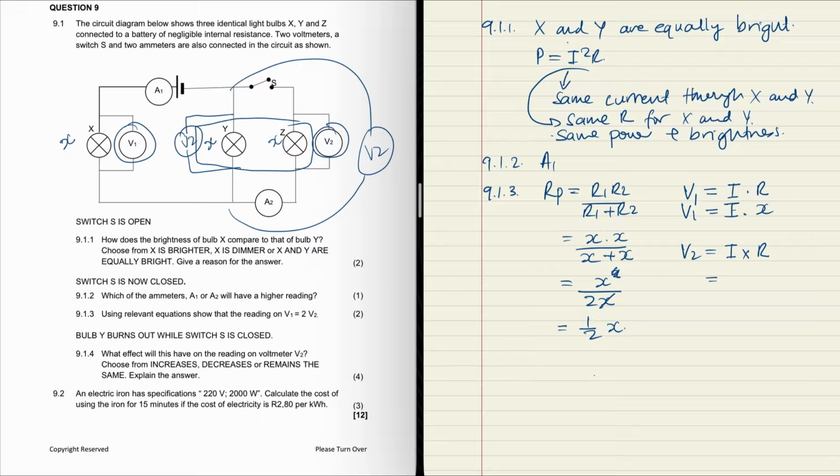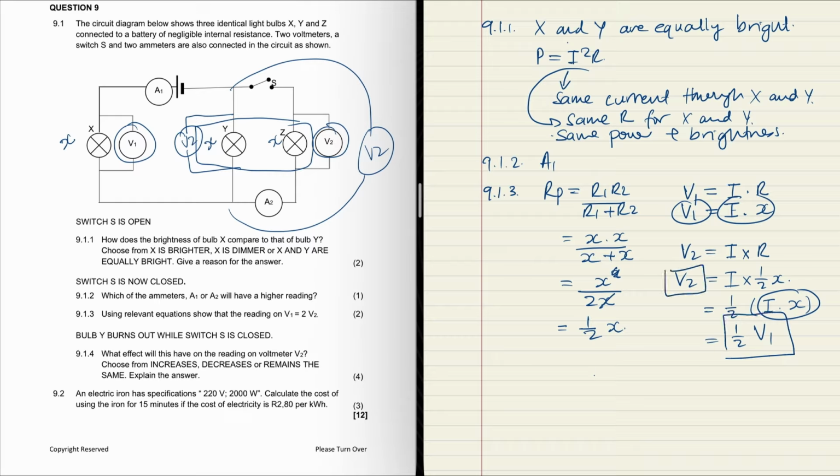Now the resistance we calculated was half X. So V2 is going to equal I times half X. So if we bring this to the front, we're going to get half multiplied by I times X, which is equal to half, and I times X is V1. So half of V1. So V2 is equal to half of V1. Actually, they wanted it the other way, so we can say if we multiply by 2, then we'll have 2V2 is equal to V1. The same thing.